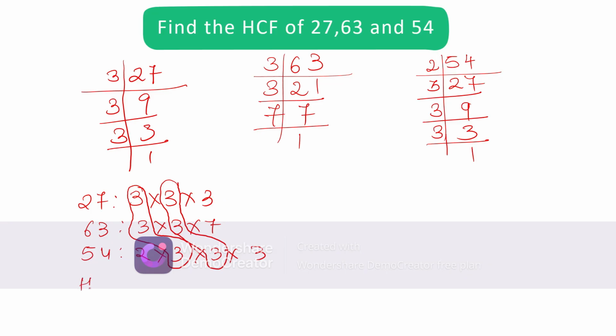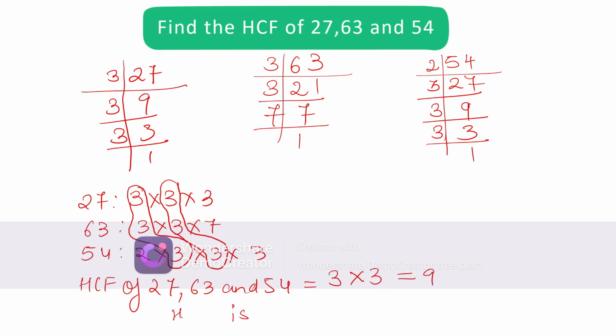So let's write the final step. HCF of 27, 63 and 54 is equal to, you have to write the number only once, whatever you have circled, that is 3 into, there's one more 3 that you have circled, so 3 into 3. The answer is 9. So the HCF is 9. So 9 is such a number which is common in 27, 63 and 54, and that is the highest number which is common in all the 3 numbers.